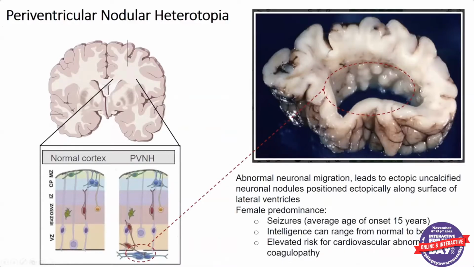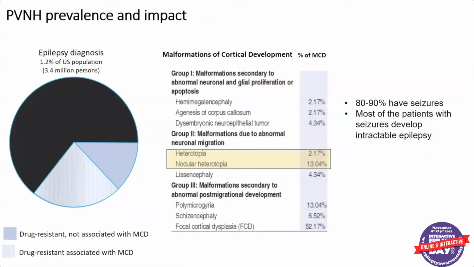This is an example of what these nodules look like grossly in a section of the brain and how they get trapped. This disorder has a female predominance and often results in seizures in about 80 to 90% of cases, which generally start around the teenage years in most people. People can be perfectly normal intellectually, and very often these disorders can be associated with heart abnormalities and coagulation problems as well.